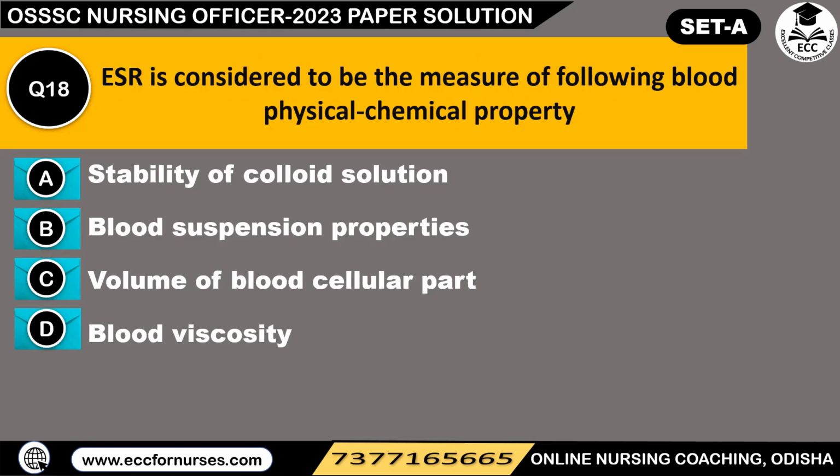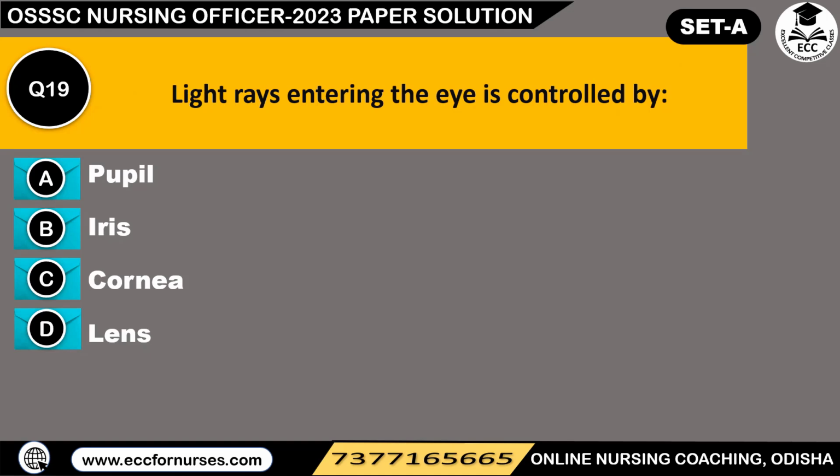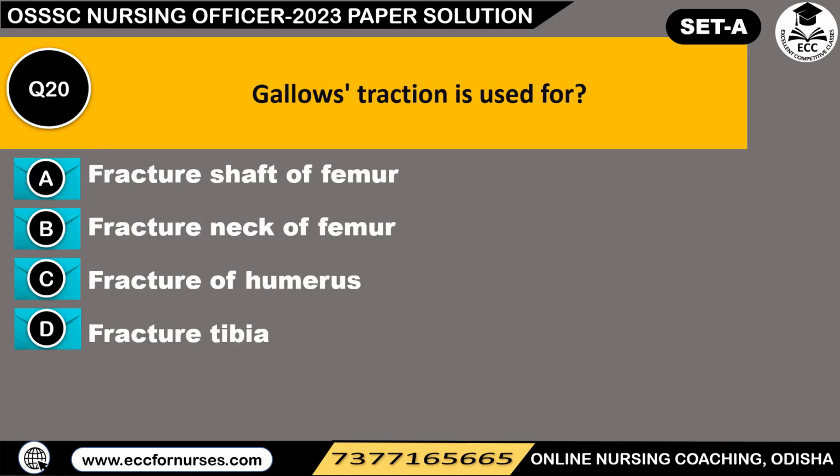Next question, question number 18. ESR is considered to be the measure of the following blood physical chemical property. The answer is the blood suspension properties. Question number 19. Light rays entering the eye is controlled by option A, pupil. Question number 20. Gallows traction is used for. The answer is fractures shaft of the femur.